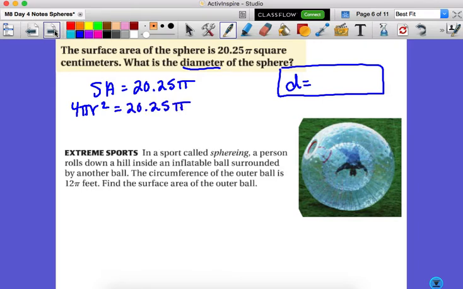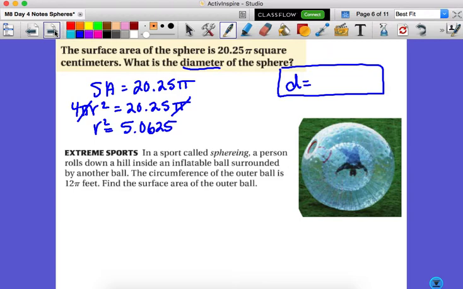So if I divide by pi on both sides, they're going to cancel out, but I can divide by 4 on both sides, and I end up with r squared equals 5.0625. Since this is a terminating decimal, meaning it doesn't go on forever, I'm going to write every digit until I have to round, or if I have to round at the end.